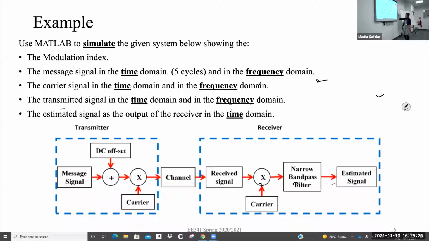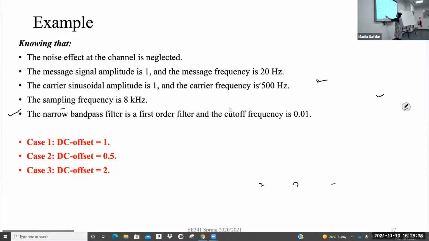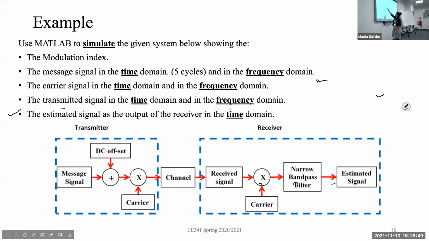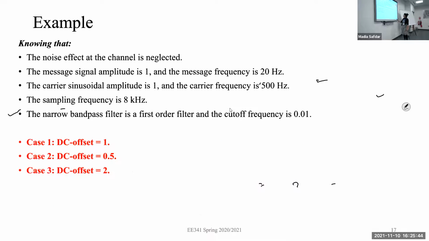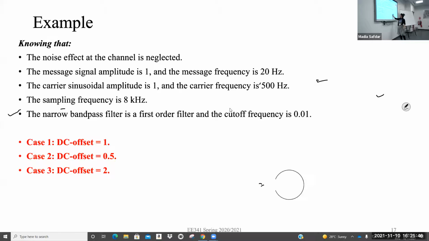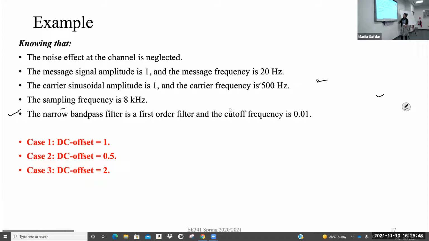Same steps we did in the previous class. Then the transmitted signal, both frequency and time domain, and then the estimated signal at the output. This is the new step which we will do today. There is no noise in the channel. The amplitude of the message is 1 and the frequency is 20.